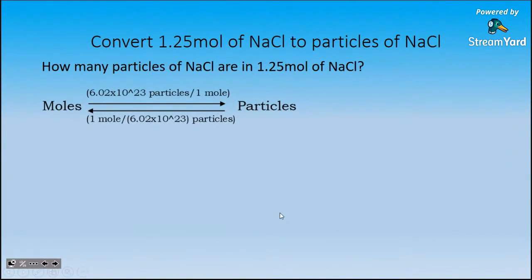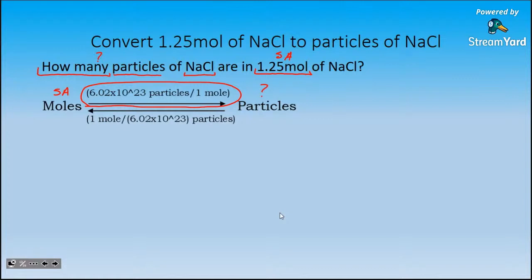So this first problem is asking how many particles of NaCl are in 1.25 moles of NaCl. And just like in the previous video, we're always going to diagram that word question. So "how many" is our question. It's asking about particles of NaCl, so I've got a substance, are in 1.25 moles. That is my starting amount. So if my starting amount is moles and it wants me to find particles, I'm going to be using the upper portion of this mole roadmap.